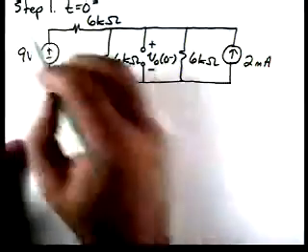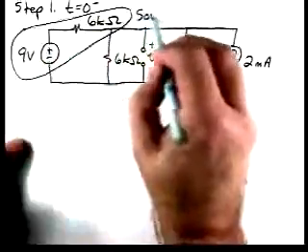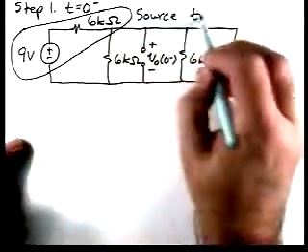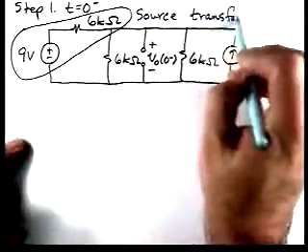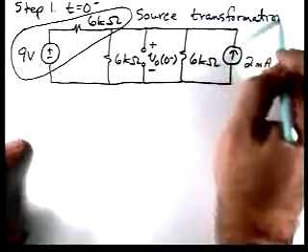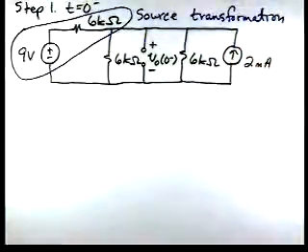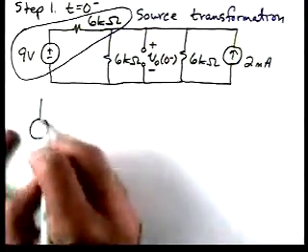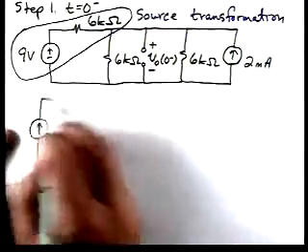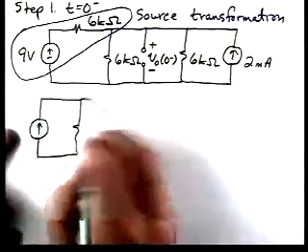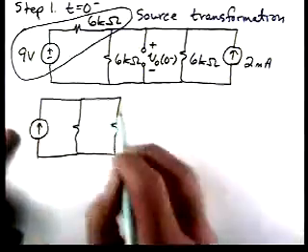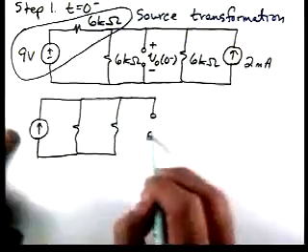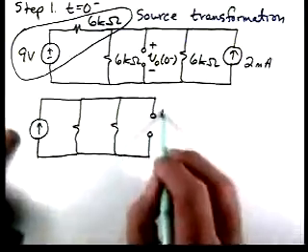Let's do a source transformation on this part of the circuit. When we do that, here's what the resulting circuit will be. Our current source will have two 6 kilo ohm resistors in parallel on that side of V0.